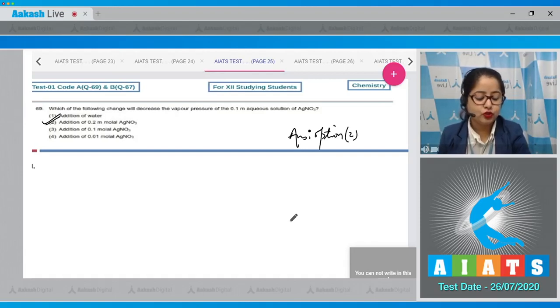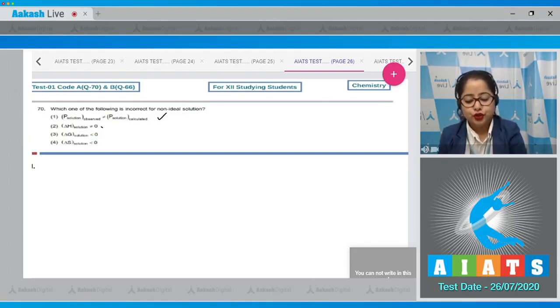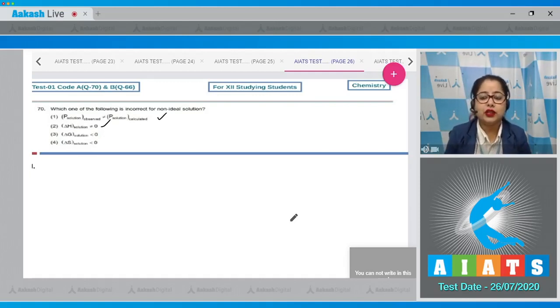Moving to next question, students, which is question number 70. Let's read the question. Which one of the following is incorrect for non-ideal solution? Let's see the options. Pressure of solution observed is not equal to pressure of solution calculated. Student, this is the correct option for a non-ideal solution. Moving to next. Enthalpy of solution is not equal to 0. Student, this is also correct, as enthalpy of solution is 0 when the solution is ideal. It is either less than 0 or greater than 0 for non-ideal solution.